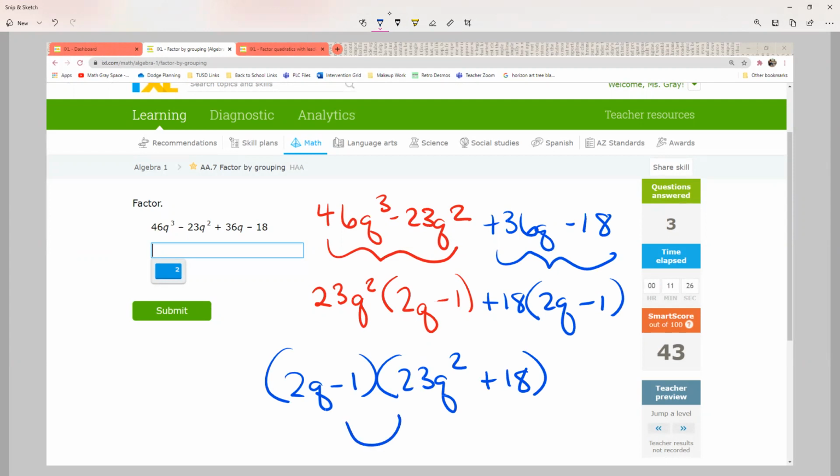Just to point out, these don't actually have to be in this order. You could switch them around, and IXL is not going to care. You can do it either way because it's a multiplication problem. All right, let's move on to the next topic.